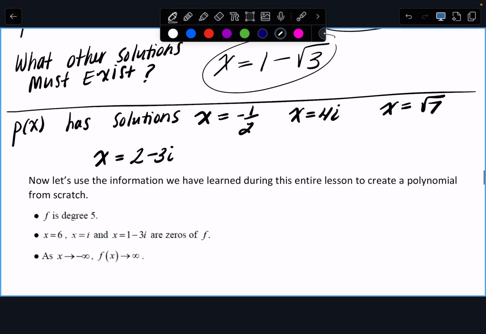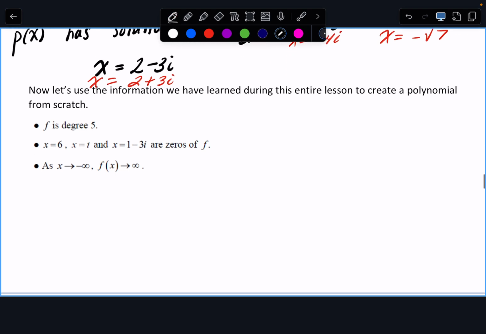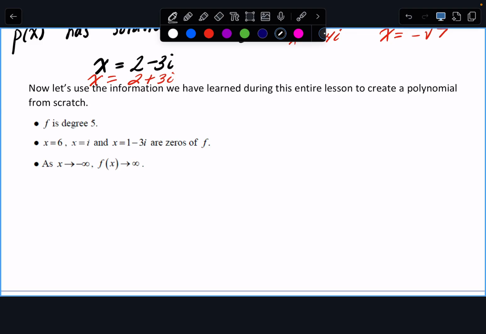Okay, so same thing here. Look, read it. It says p of x has solutions negative a half, 4i, root 7, and 2 minus 3i. What are the other solutions? So you would say x equals negative 4i, x equals negative square root of 7, and x equals 2 plus 3i. Yes, good. Imaginary solutions and irrational solutions have to come in conjugate pairs. All right, so now we're just going to be building polynomials. So let's lock in on this, everyone.